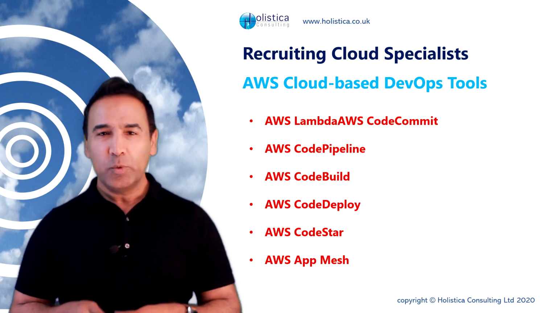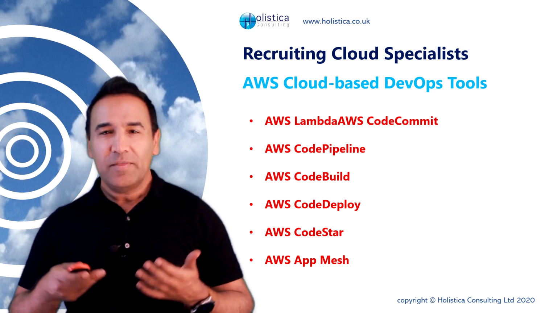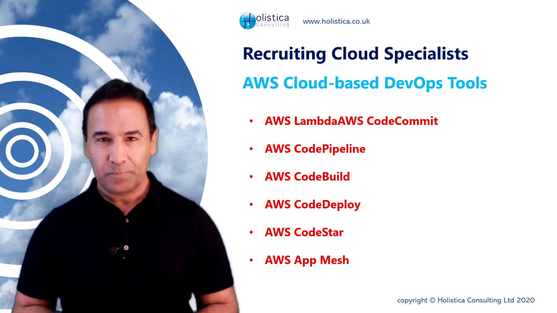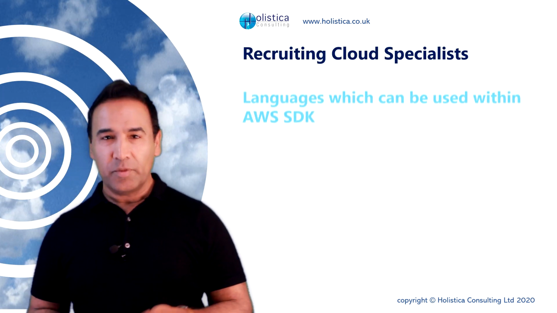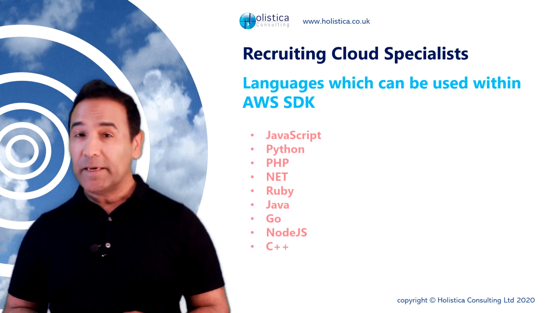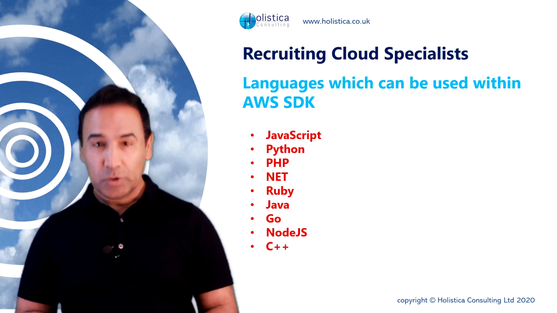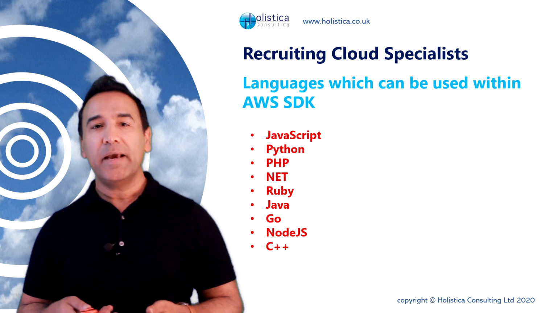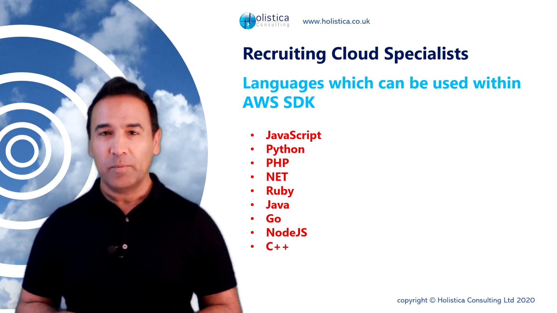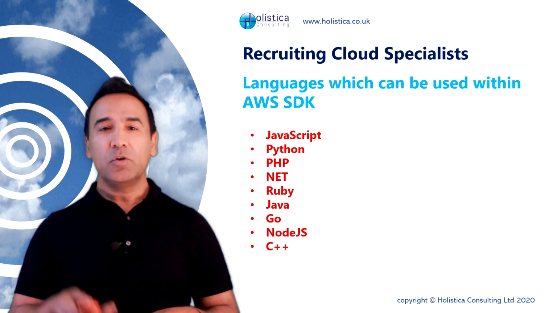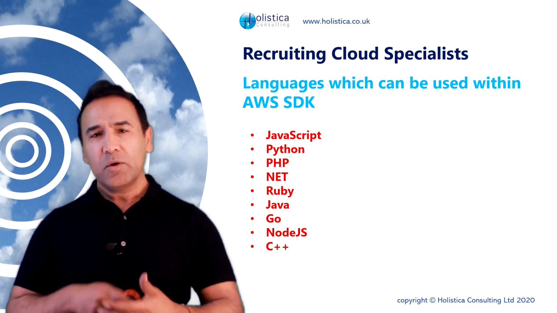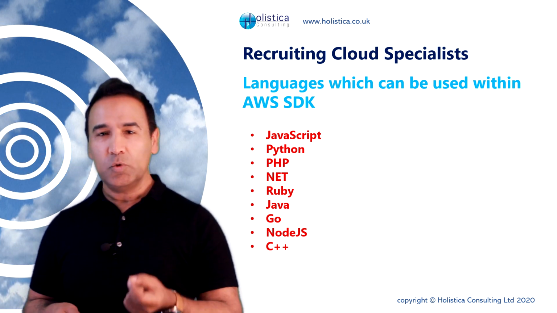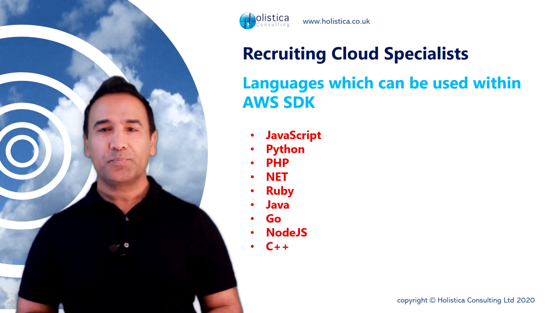All the following languages can also be used within the AWS SDK. So generally JavaScript and Python are the big ones, but you can use PHP and .NET too, as well as Ruby and Java within this environment. You can even use Go, Node.js, and C++. So a very flexible environment to use your own syntax in.